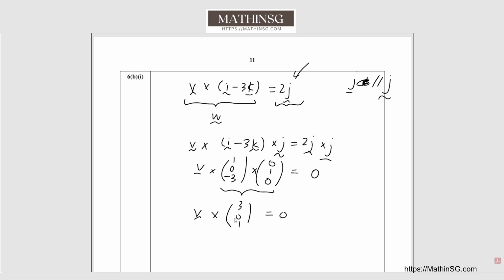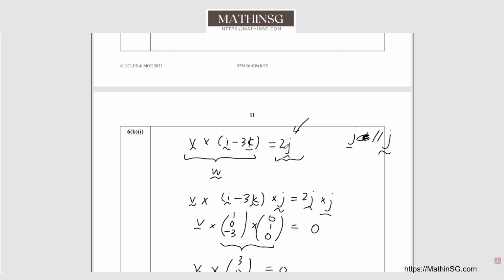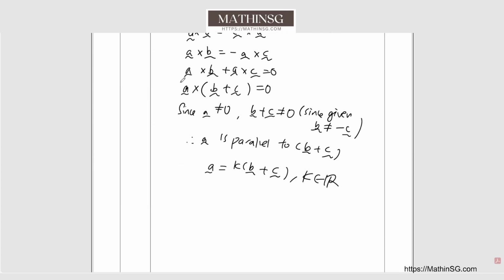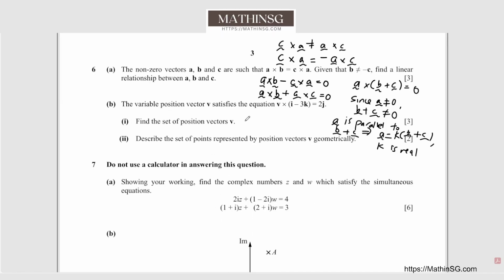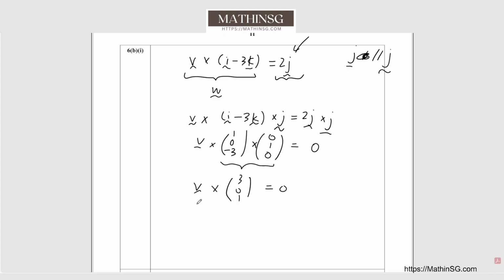So I know that v cross 3, 0, 1 is equal to 0. From part 1, there are some hints, right? We know that when you cross two non-zero vectors together and you get 0, that means they are parallel to each other. Did they say v is non-zero? They didn't say that v is non-zero, but this is obviously non-zero.